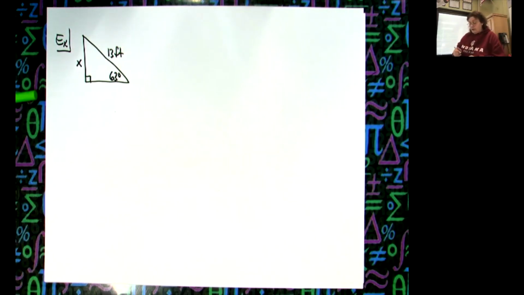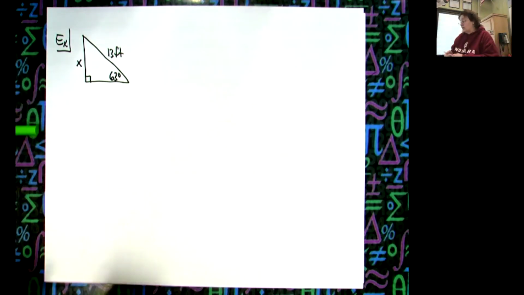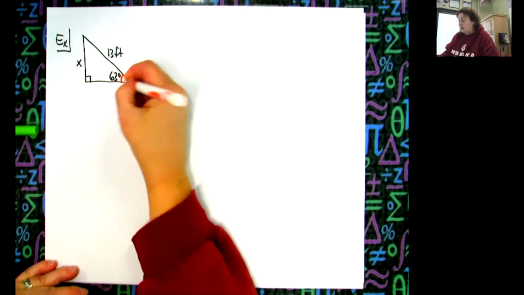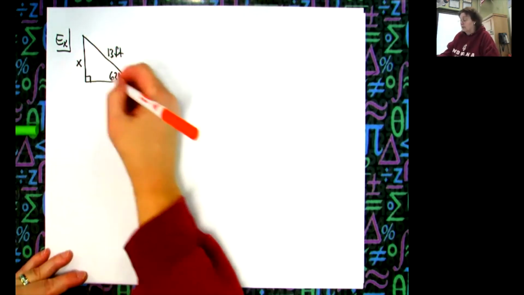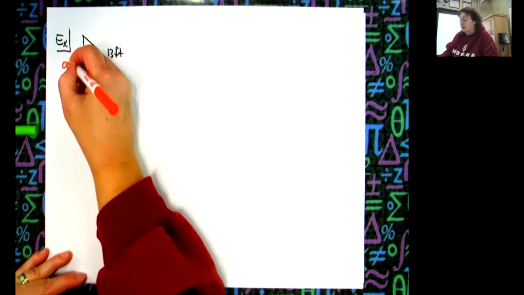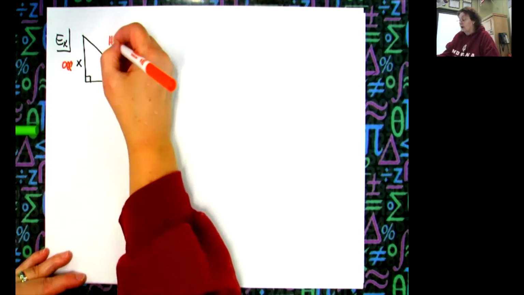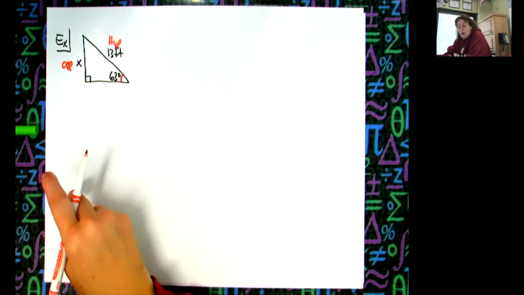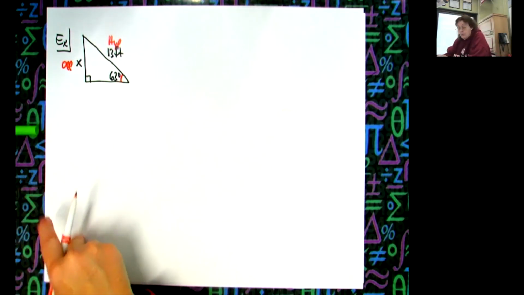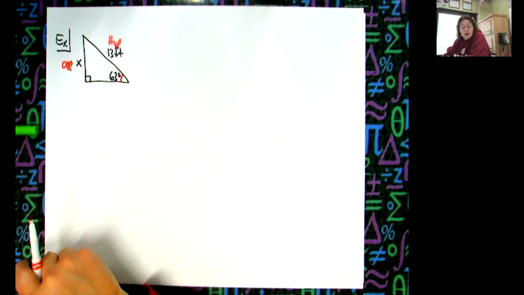All right, so again, you're going to start by looking at this angle right here, and then look at the sides that you've got and decide what you've got going on. This one obviously is going to be my opposite side, and this one right here is my hypotenuse. So then again, the question you're going to ask yourself is, which one, sine, cosine, or tangent, has opposite and hypotenuse in it?